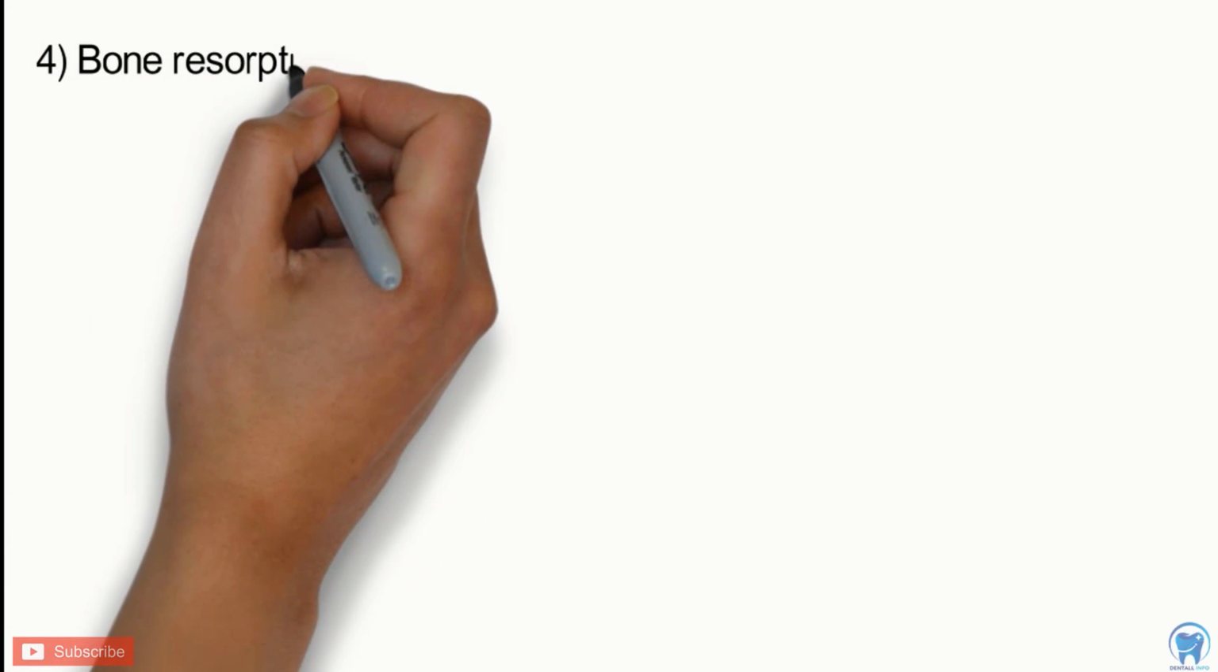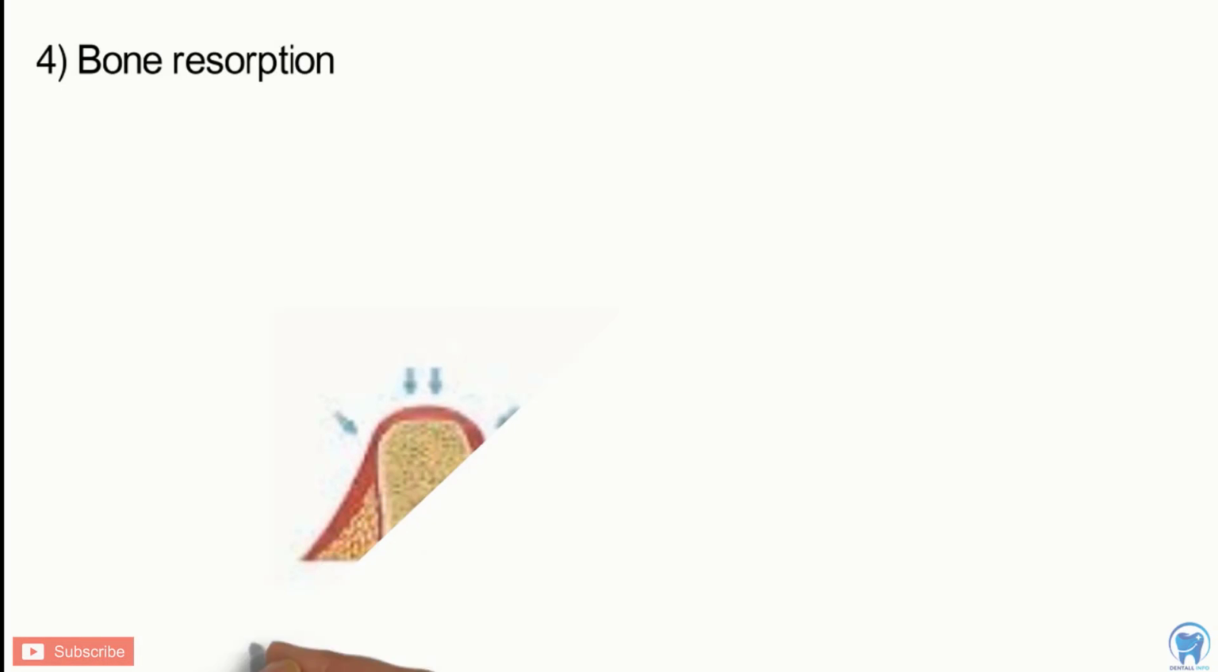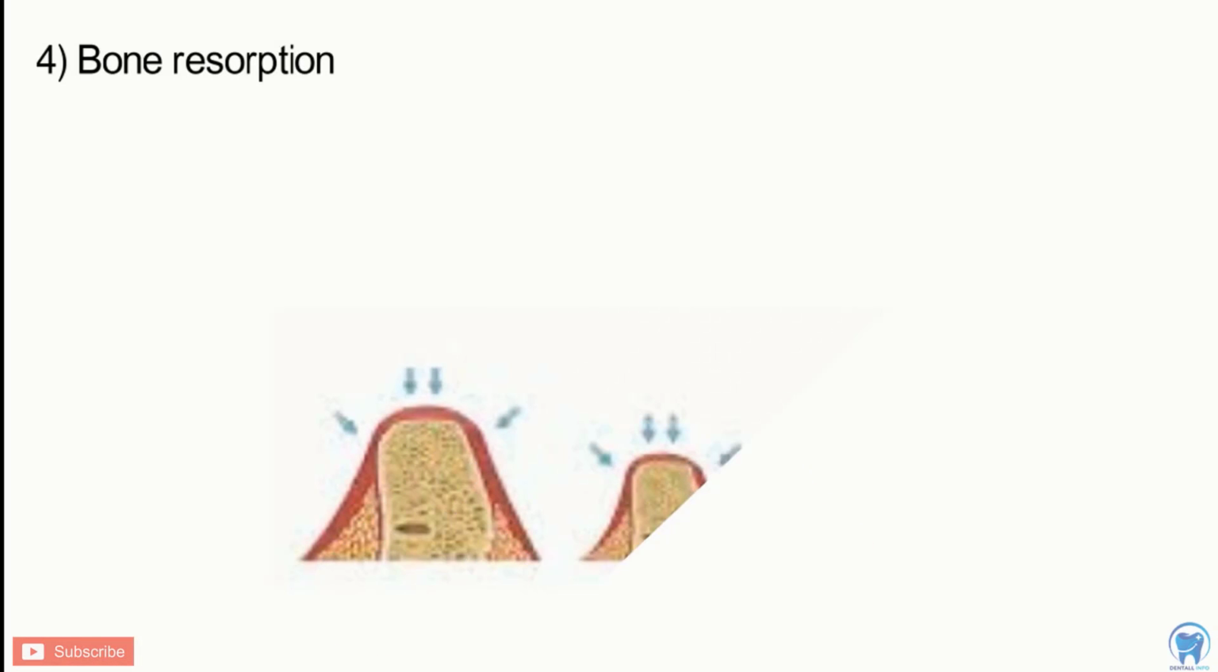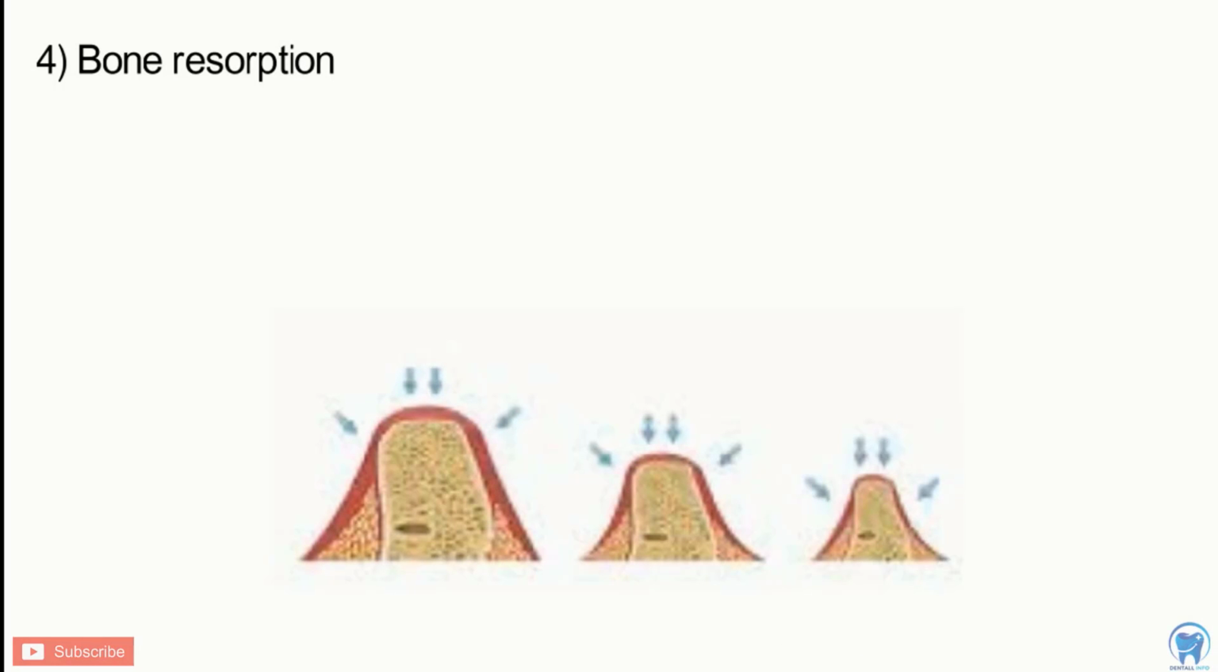Next is bone resorption. The increased vertical height does not allow the muscles that close the mouth to complete their contraction. This results in continuous force on the underlying tissues and will result in its resorption.